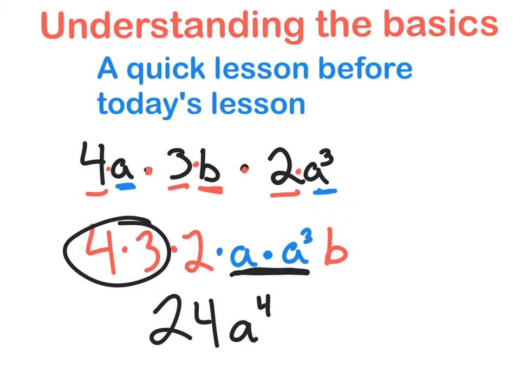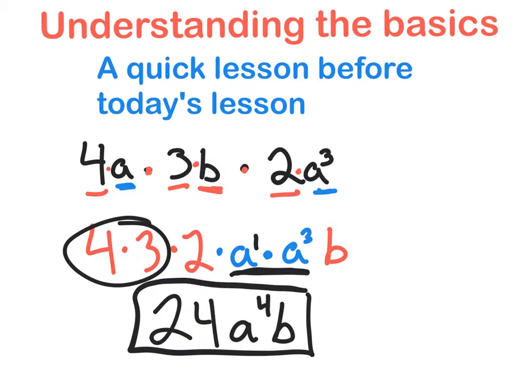Why? Because there's really an invisible exponent of 1, and the rule that we're using is when you have the same base, you can add the exponents and get a to the fourth. And last but not least, bring down that b. So there is your answer, 24 a to the fourth b.